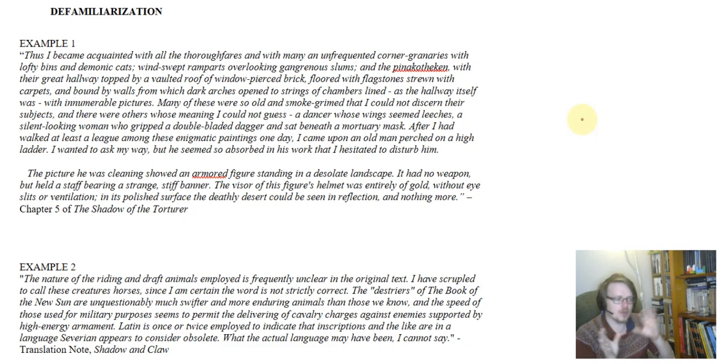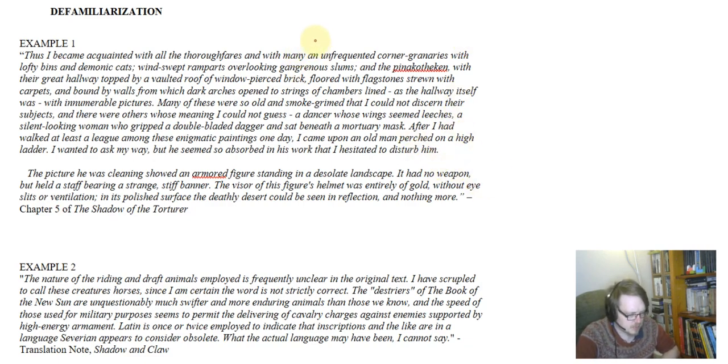Not the library, this is the curators, rather. The picture he was cleaning showed an armoured figure standing in a desolate landscape. It had no weapon, but held a staff bearing a strange, stiff banner. The visor of the figure's helmet was entirely of gold, without eye slits or ventilation. In its polished surface the deathly desert could be seen in reflection and nothing more.